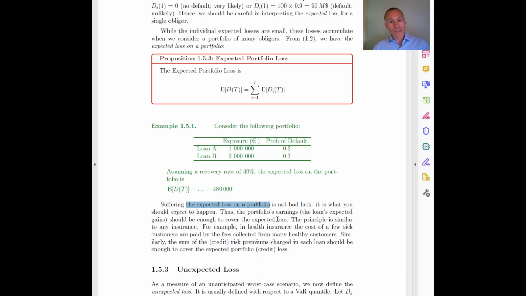In other words, the spread that a bank charges on a loan should be enough to compensate for the fact that, on average, some of the loans will default, right? And this idea is very similar to insurance, to the way an insurance company prices their products, right? So the premiums they collect are enough to pay for a few car crashes, okay?